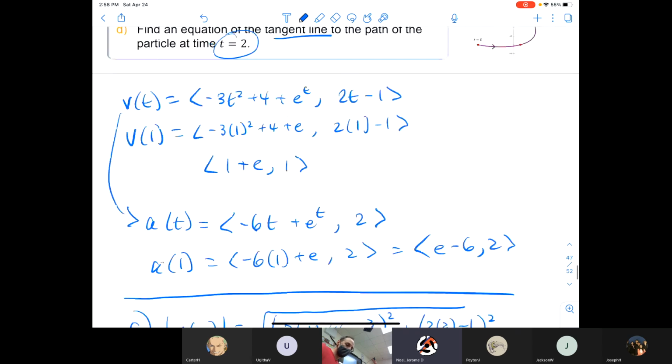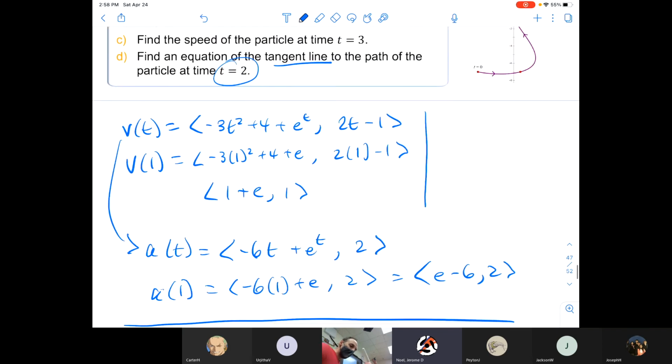So I'm just going to do it over here on the side so I don't have to keep flipping back and forth. So dy dx is equal to, we just take the quotient of these two things essentially. So 2t minus 1 over negative 3t squared plus 4 plus e to the t. And then you would want to evaluate that at t equals 2. It does say find the equation of the tangent line, so I'm not done yet. Go ahead and plug it in and let's get a slope here.